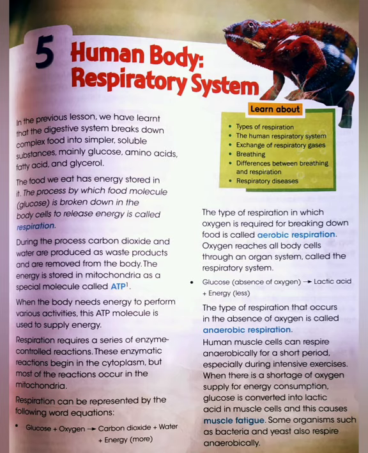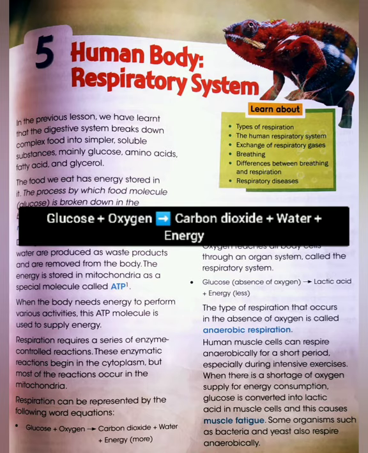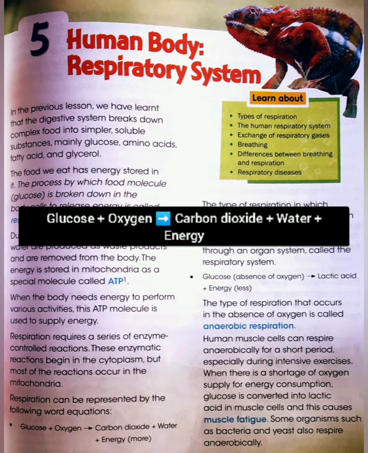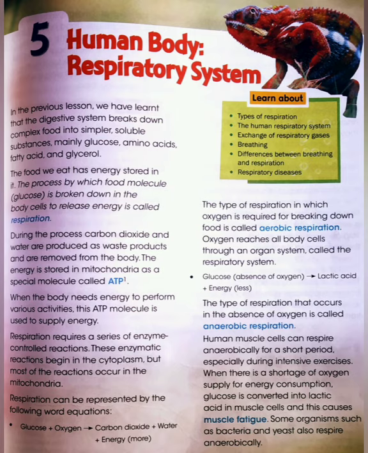During this process, some waste products are also produced and are removed from our body. They are carbon dioxide and water. This process of respiration requires a series of enzyme-controlled reactions. These enzymatic reactions actually begin in the cytoplasm, but most of the reactions occur in the mitochondria. So, respiration can be represented by the following word equation, as you can see on the screen. It is glucose plus oxygen produces carbon dioxide, water, and energy.